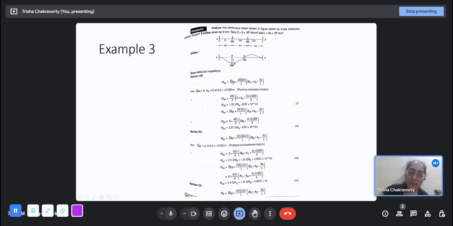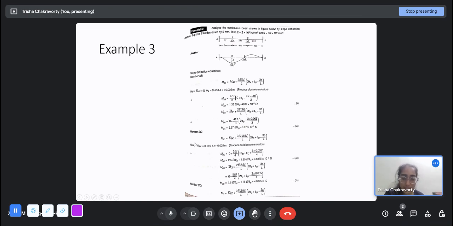For member AB, MAB is MAB bar plus 2E into 2I by L, because here the moment of inertia of each is not the same, into 2 theta A plus theta B minus 3 delta by L. MAB bar is 0, theta A is 0, and delta is plus 0.005 because it produces clockwise rotation, as it is settling like this. So MAB is 4EI by 3 into 0 plus theta B minus 3 into 0.005 by 3. MAB we get this equation, and for MBA also, MBA bar again is 0 because in that span there is no loading. So basically there is no loading in this entire beam, but since one support is settling, there will be certain reactions and forces developing in the members. We have the MAB and MBA expressions.